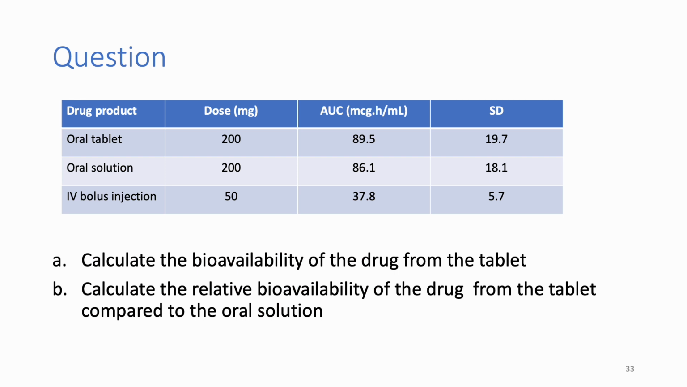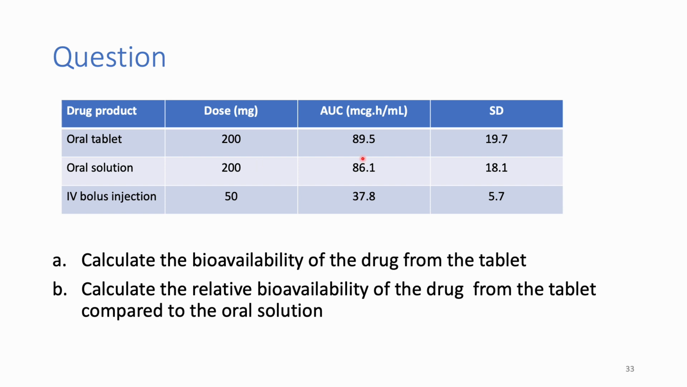Now we do a calculation for a specific example question. In this question, you are provided with a set of data. You have 3 different kinds of drug product: oral tablet, oral solution, and IV bolus injection, or intravenous injection. And for each drug product, the drug is administered in a different dose, like 200 milligram or 50 milligram.